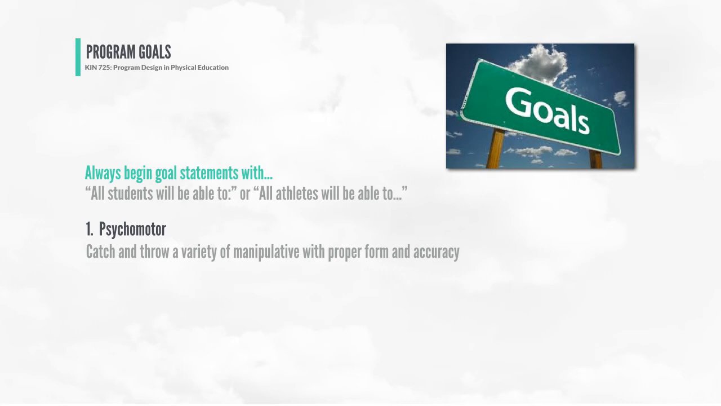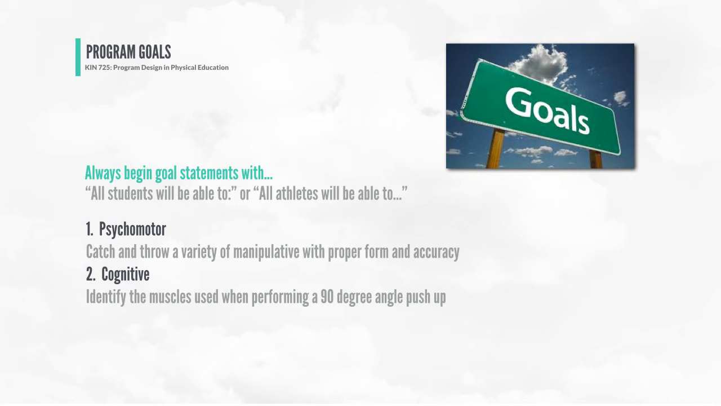Of course, now you can't use this one in your curriculum because I just stated it. If you do, we'll just say you plagiarized. Now, from your cognitive domain list, you can develop a goal to say all students will be able to identify the muscles of the body used in performing a 90-degree angle push-up. And you can pull from your list of affective topics and develop a goal statement that states all students will be able to demonstrate different ways of resolving conflict during team activities.